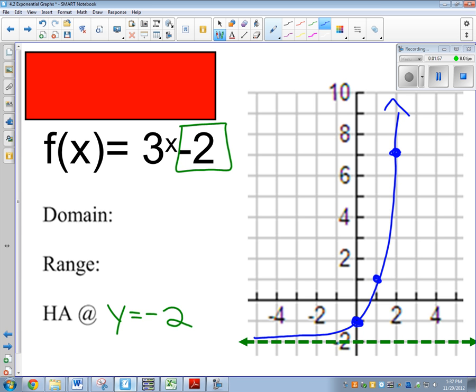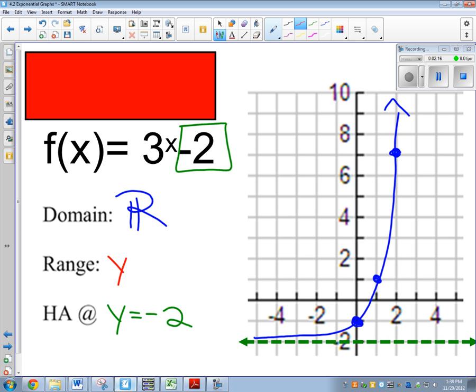Domain is next. Is it a fraction or a square root? So my answer is all real numbers. Every time. You can go through right now and write all real numbers for every answer. You don't have to do that right this second, but just know that every time it's all real numbers. Okay, the next thing is range.